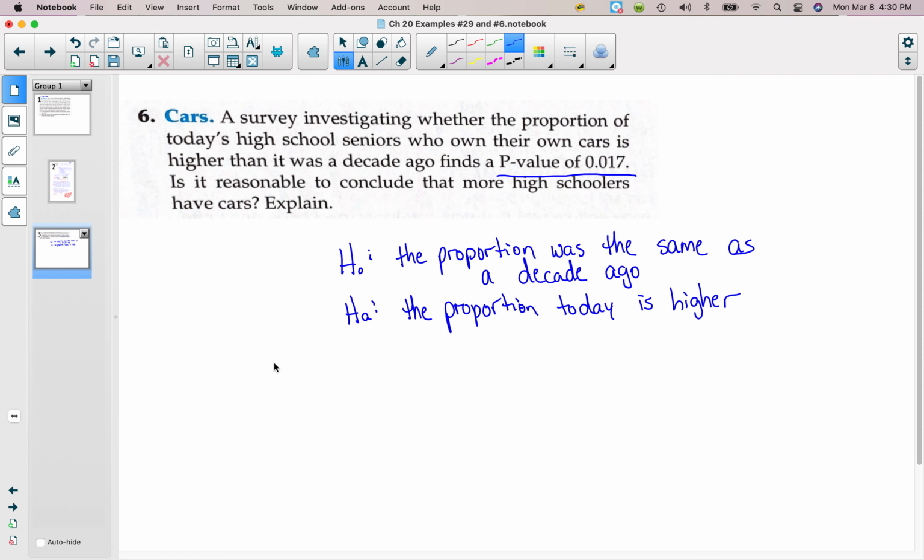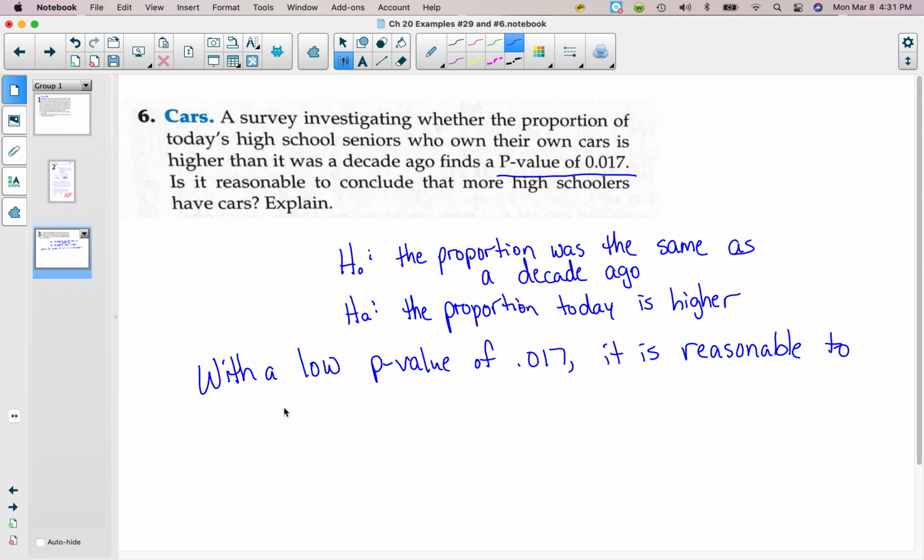Okay, they give us this p-value of 0.017, which is very low. So with a low p-value of 0.017, it is reasonable to conclude that more high schoolers have cars.